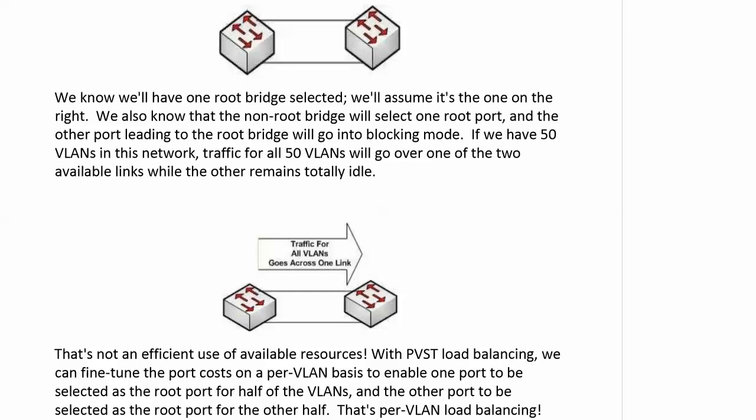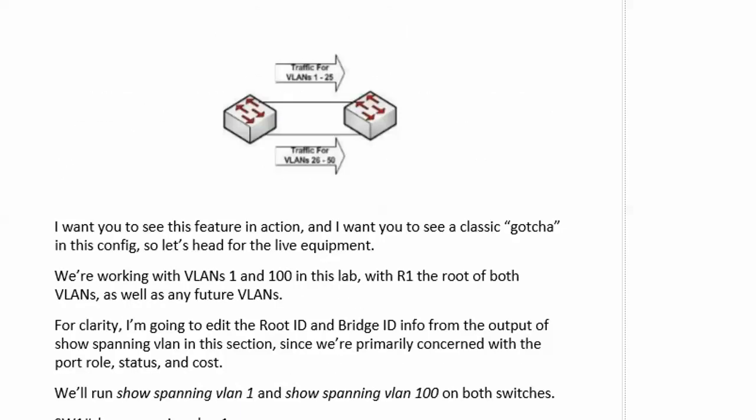And what we're going to do is enable one port to be selected as the root port for half of the VLANs and the other port to be selected as the root port for the other half of the VLANs. That's per VLAN load balancing. So here, it's not exactly 50-50 load balancing, because what we would do is something like this. We configure it so our switch here, our non-root, picks this port as its root for VLANs 1 through 25, and then this port for its root for VLANs 26 through 50.